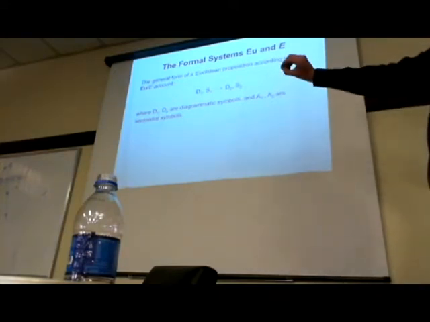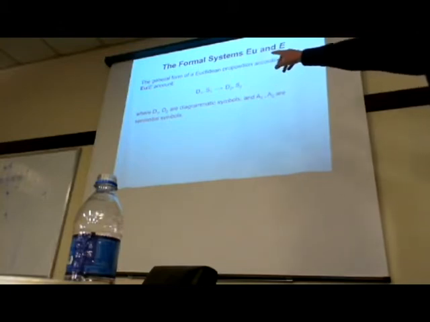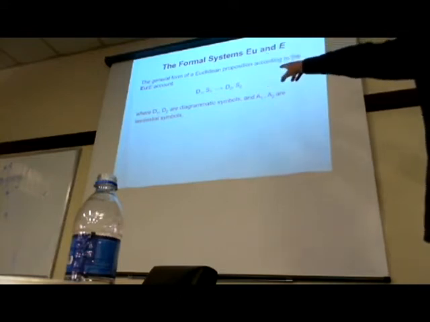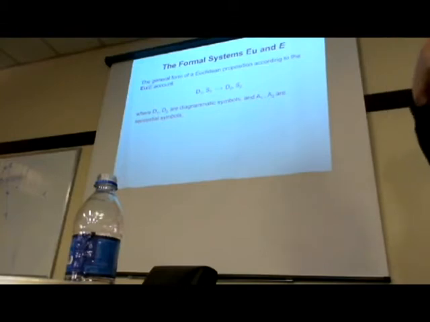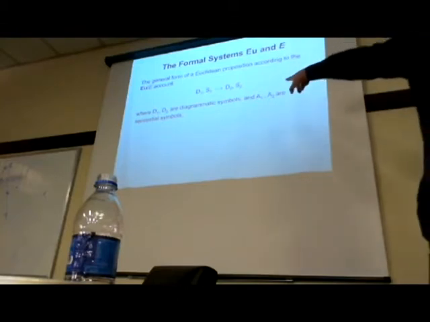Okay, so in this account, this is the general form of a Euclidean proposition. It's a conditional. In both the antecedent and the consequent, you have two kinds of symbols: the diagrammatic symbols and the sentential symbols. In the previous slide, they were A. This is supposed to be S1 and S2 there.